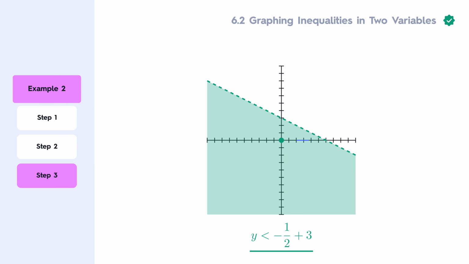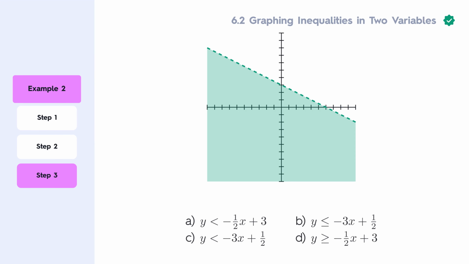To verify, we can substitute the origin into the inequality. If the origin makes the inequality true, then the shaded region, which includes the origin, is indeed the solution set. Since the inequality is true for the origin, this confirms that our inequality is correct. Let's look over the choices again. We can see here that the correct inequality that represents the graph is choice A.